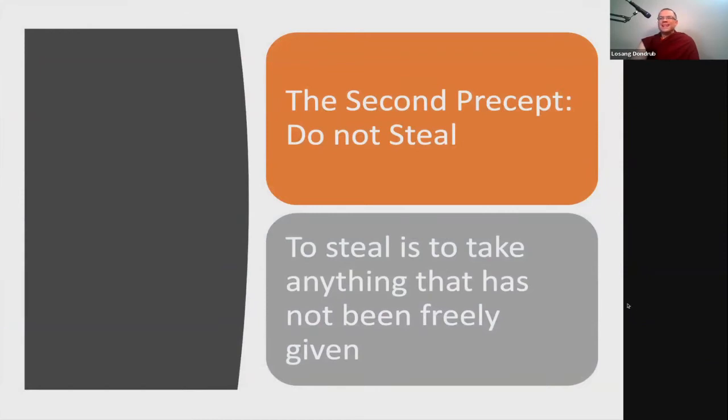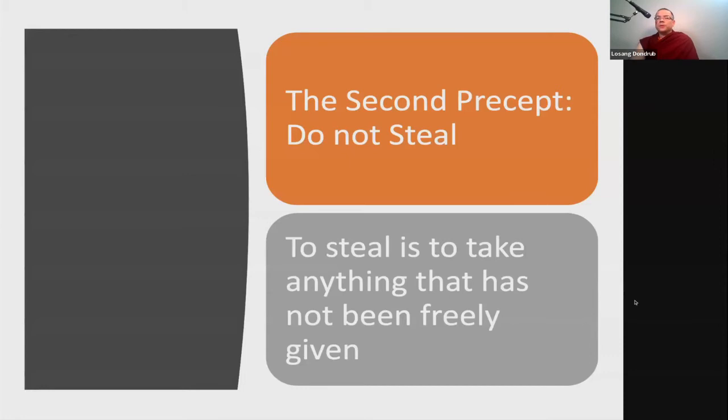So then the second precept is to not steal. To steal is to take anything that has not been freely given, and by freely given, I mean given by a person who has a valid claim to the thing. This refers to objects, which could be animate or inanimate. So in a way, it refers to property. If an animal is legally considered property, then it would apply to that. But basically, it is to take the property of someone else when that property has not been freely given.